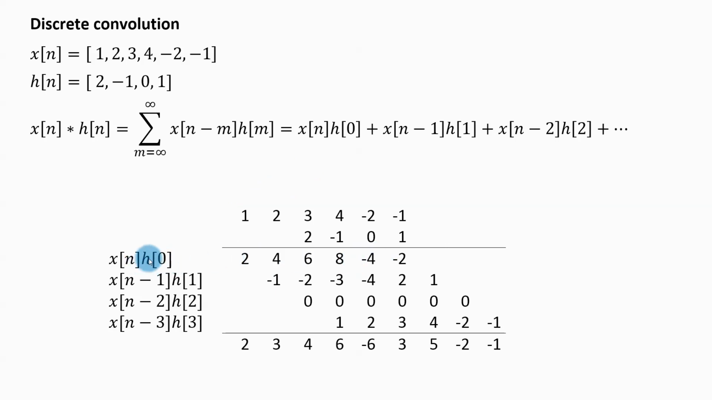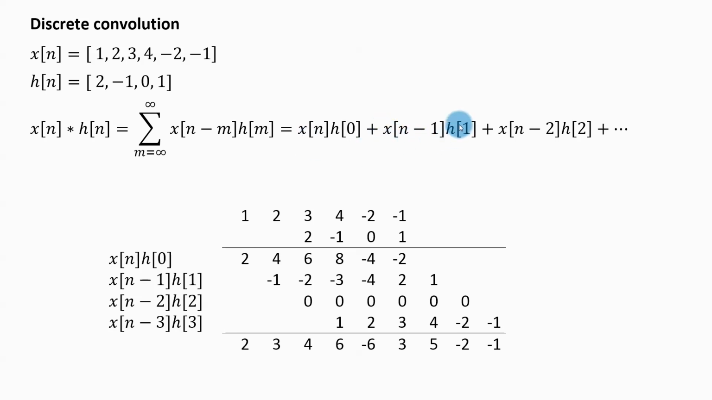So I will take my signal multiplied by H0 and take this signal and multiply it by this number 2. And this is what I get. 1 times 2 is 2, 2 times 2 is 4, 2 times 3 is 6, and so on and so forth. This is what gives me this first element.